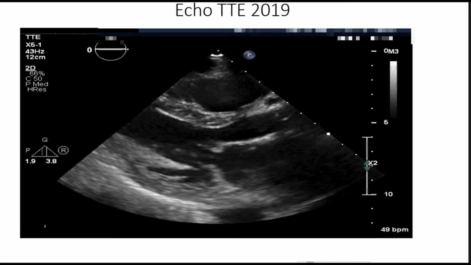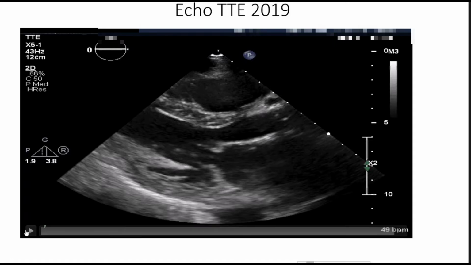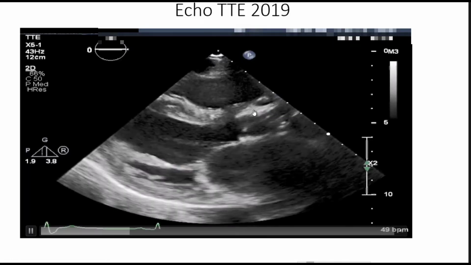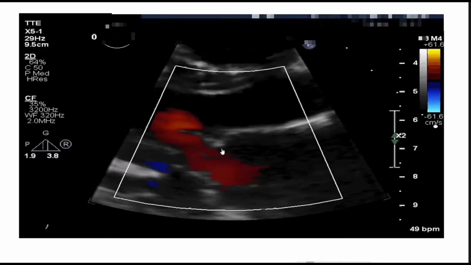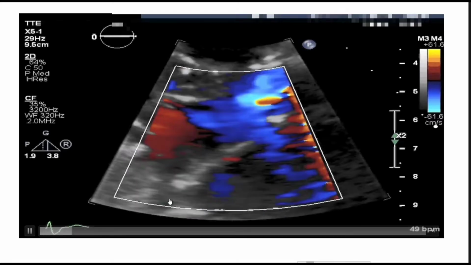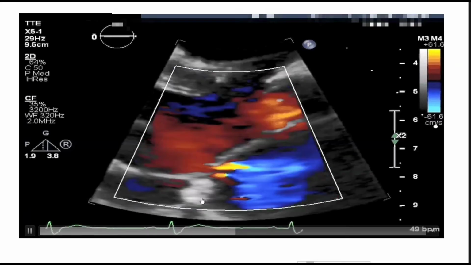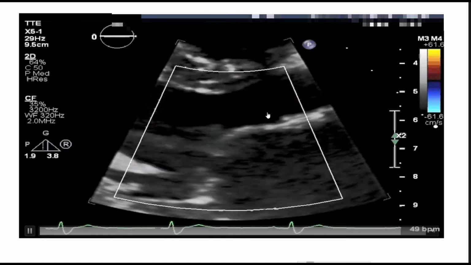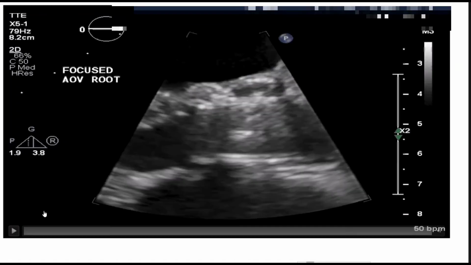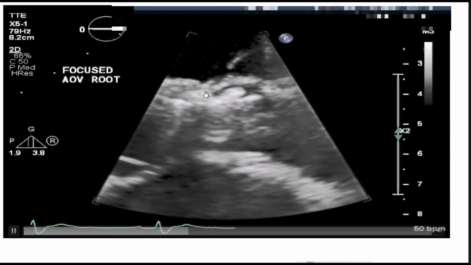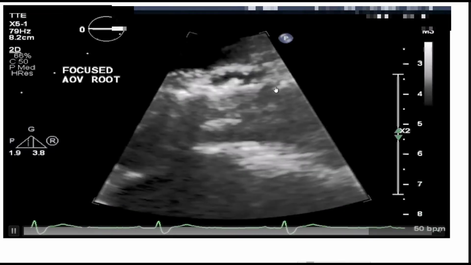So they did not repeat the TEE down here, they just did a surface echo. And again, we're seeing echo-free space around that valve. But functionally, to my untrained eye, the valve looks like it's functioning well. But we do have this echo-free space here.